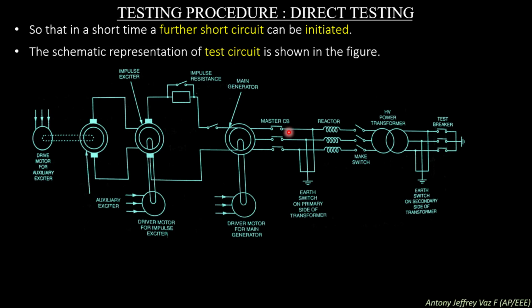Then this master circuit breaker is connected to the reactor, the resistor and the capacitor bank as per the requirement of the test. After these reactors, a make switch or a sequence switch is present, and after this make switch or sequence switch, a short circuit power transformer is there, and after the transformer, the secondary windings of the transformer are connected to the circuit breaker under test.